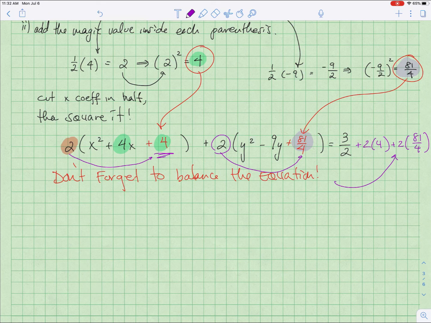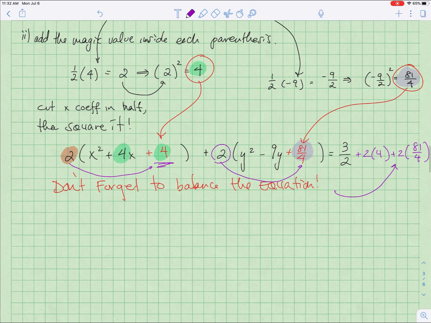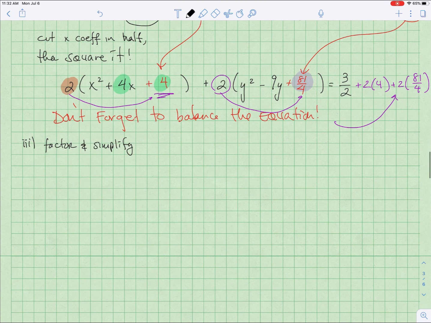Watch out. Now, as we simplify this, step 3, factor and simplify our mini step here. Now this is 2 times something squared plus 2 times something squared is equal to, let's see, this is 3 halves. 2 times 4 is 8, which is 16 halves, plus 81 halves. And that's 100 halves, which is 50.